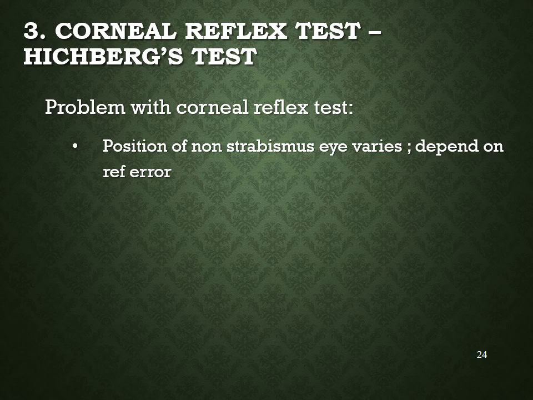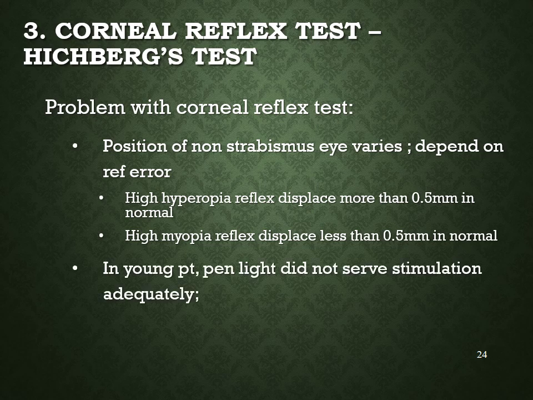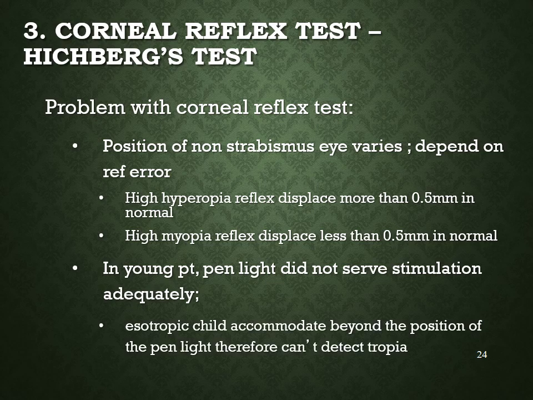There is some problem with the corneal reflex test or Hirschberg test. First of all, the position of the non-strabismic eye varies, depending on the refractive error. For example, high hyperopia reflex is displaced more than 0.5 mm from normal, and high myopia reflex is displaced less than 0.5 mm from normal. In young patients, the pen light does not serve as an accurate stimulus, because the child accommodates beyond the position of the pen light, therefore the tropia cannot be detected.